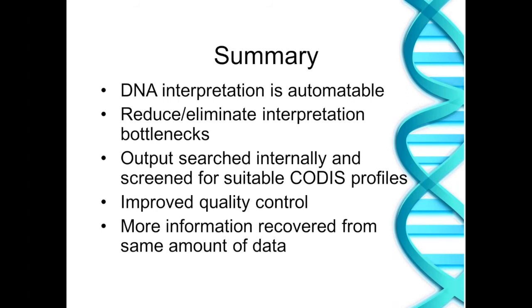So the summary: DNA interpretation can be automated with computer technology to reduce or eliminate bottlenecks caused by the volume and complexity of the data, and we don't have to use thresholds for them. There's no need. The output from this automated process can be searched internally and also screened for CODIS profiles and for assessment of candidate matches. This process considers all the data in the sample, which ultimately allows the operator to recover more information from the same amount of data. So you're starting with the same amount of data, but you're getting more utility out of it.